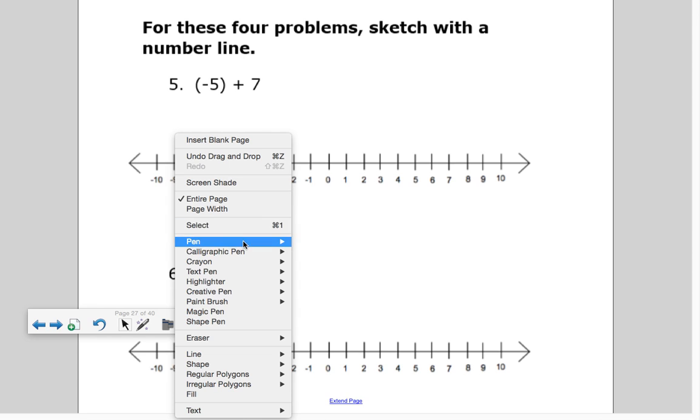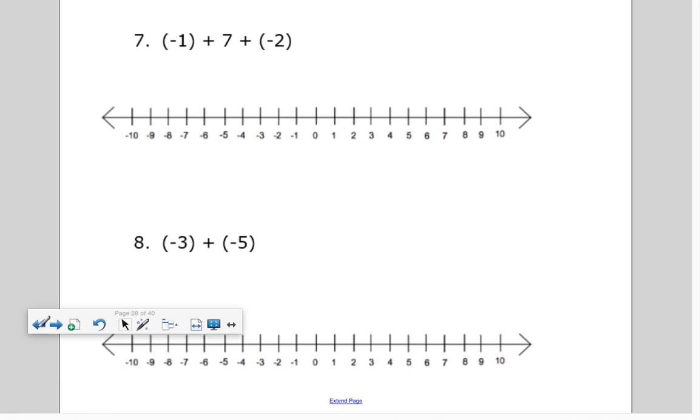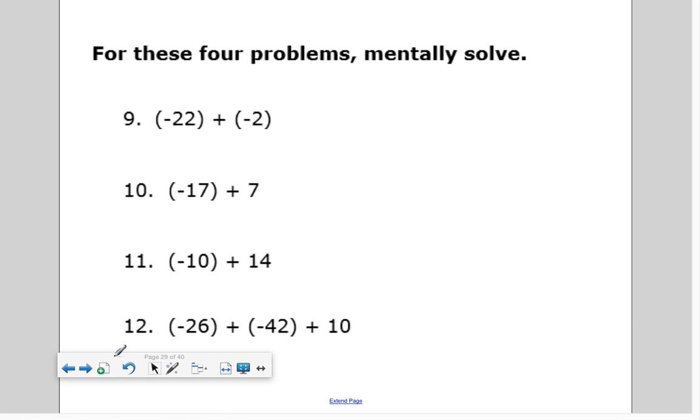Let's do number 5. Starting at 0, I have 5 units to the left of 0. I go 7 units to the right. I stop at 2. Do you prefer the counters or do you prefer the number line? And let's look at number 8. I start at 0. I go 3 negatives to the left of 0. I go 5 negatives more, so I stop at -8. These could all be done mentally in your head.